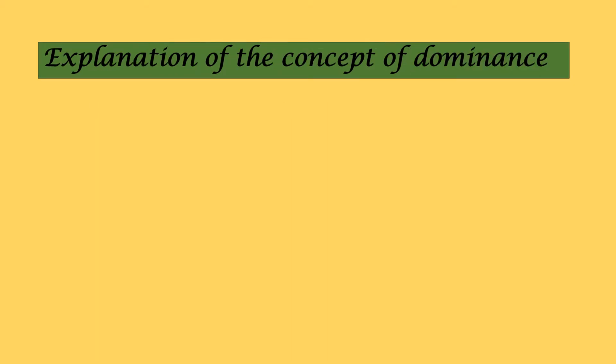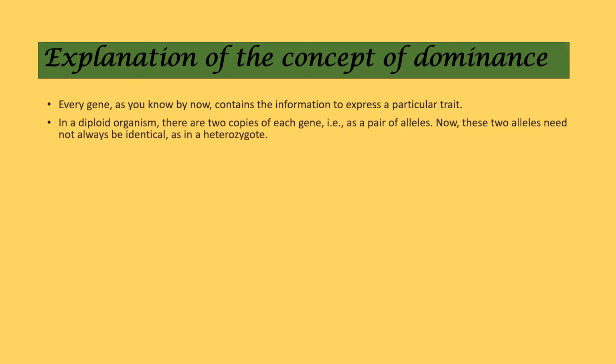What exactly is dominance? Why are some alleles dominant and some recessive? To tackle these questions, we must understand what a gene does. Every gene, as you know by now, contains the information to express a particular trait. In a diploid organism, there are two copies of each gene, that is, a pair of alleles. Now, these two alleles need not always be identical, as in a heterozygote.